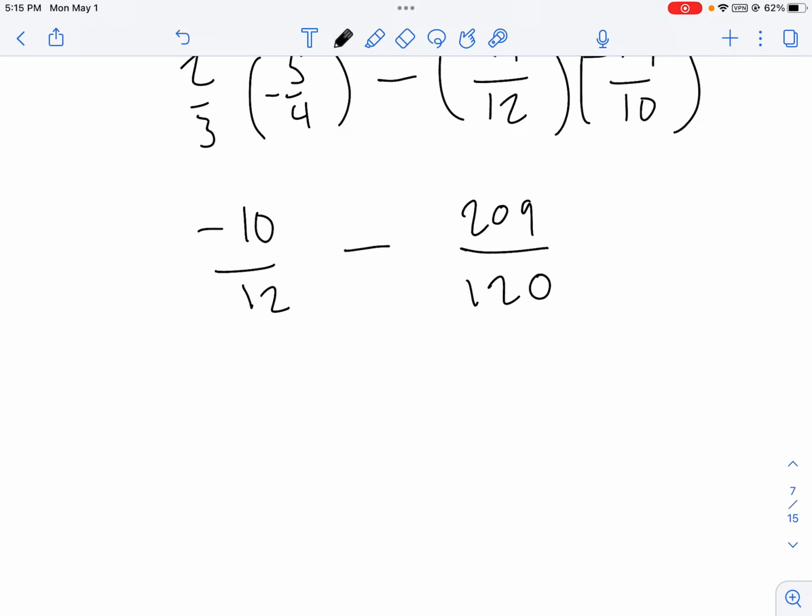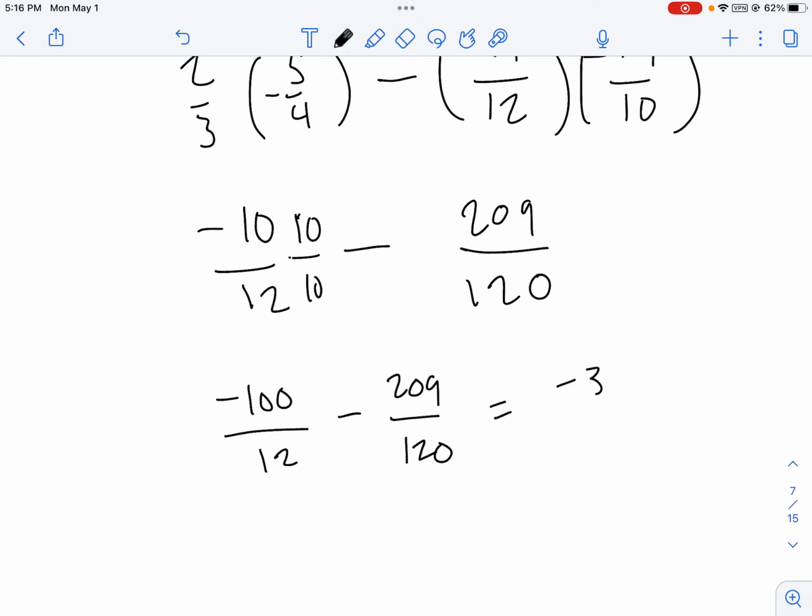Now we can do this a couple of different ways. I would just get common denominators, right? Multiply top and bottom by 10. So you have -100 over 120 minus 209 over 120. And then because you have a common denominator, that's -100 minus 209, which, not too bad on that one. They just combine to make -309 over 120.